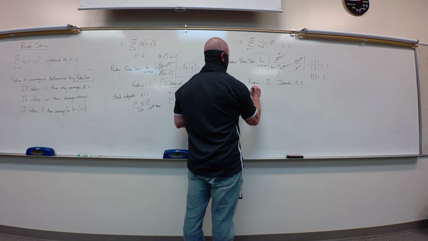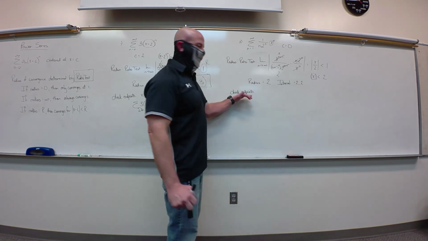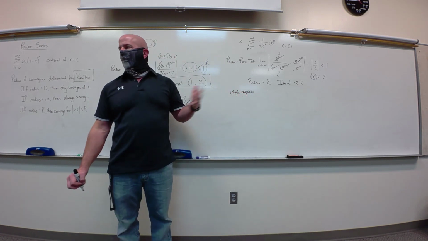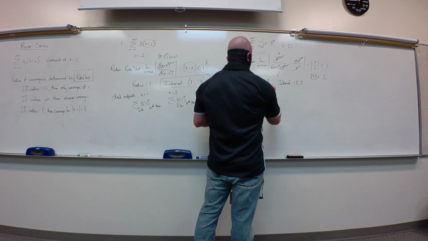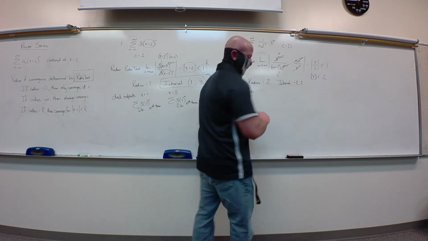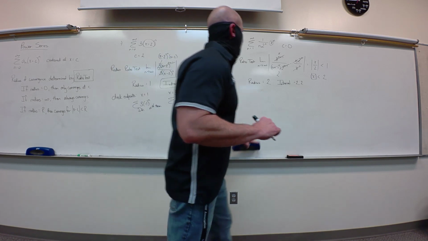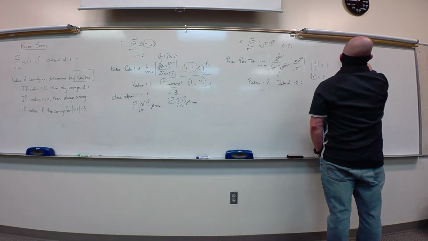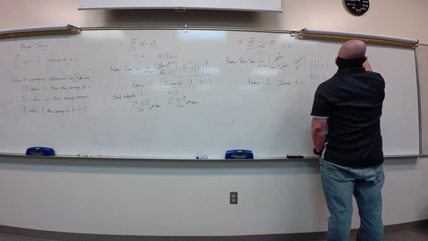Just write check endpoints. Again, not something you have to write every time, but a good thing to have in your notes because then you look back and realize what you did. You're just checking the endpoints. If x equals negative 2, I'm going to move just right up here so I don't get in the way of the podium. Endpoints. All right, so we're going to check endpoints.